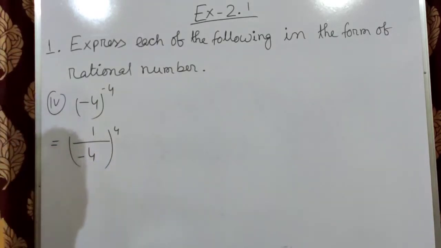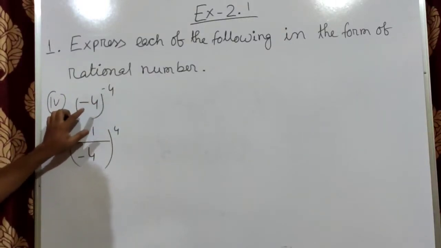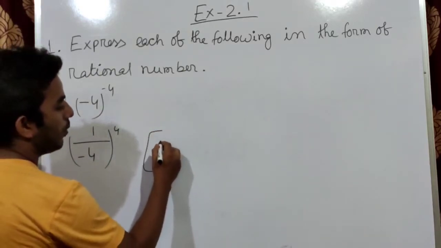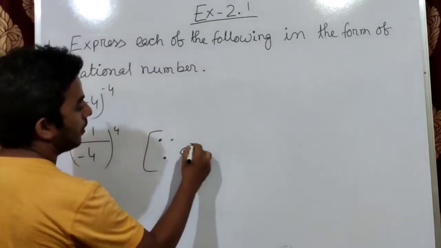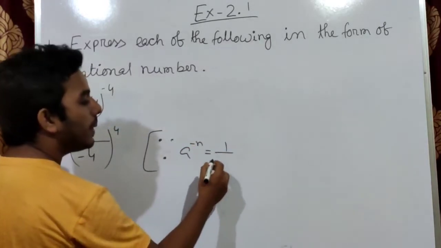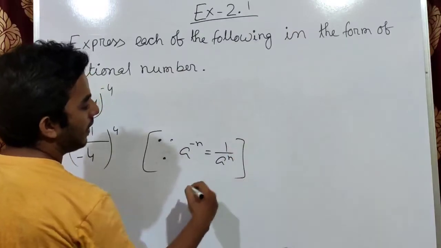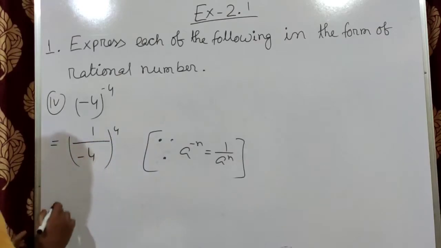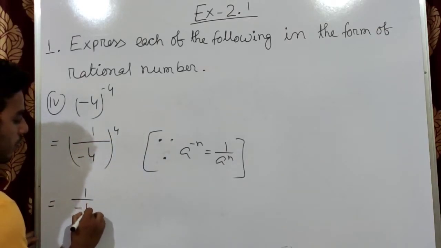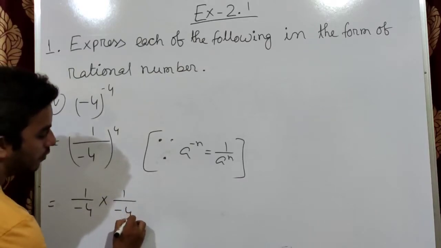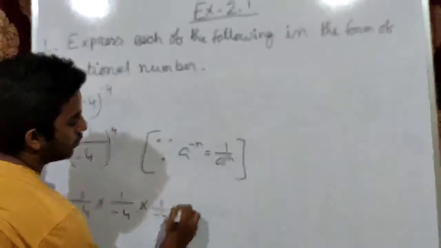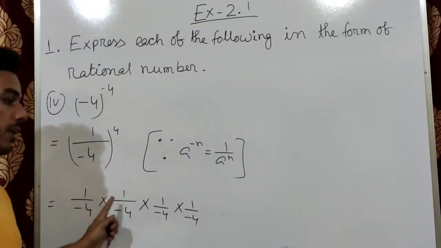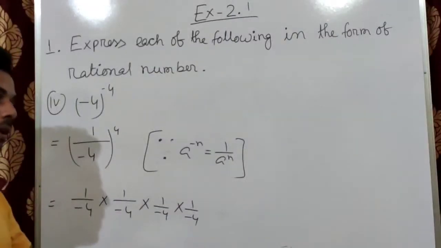So we can write minus 4 to the power minus 4 as 1 by minus 4 to the power 4, since we have one expression, a to the power minus n equals 1 by a to the power n. Clear? Okay. Now we have to multiply 1 by minus 4 how many times? 4 times. So we will multiply 1 by minus 4, 4 times: 1 by minus 4 into 1 by minus 4 into 1 by minus 4 into 1 by minus 4. Clear? Okay. Now we will multiply numerator into numerator and denominator into denominator.